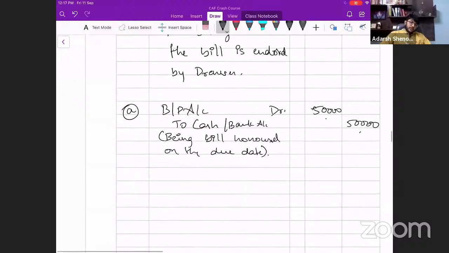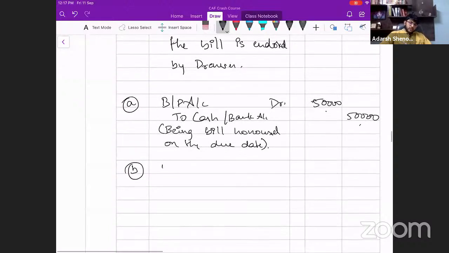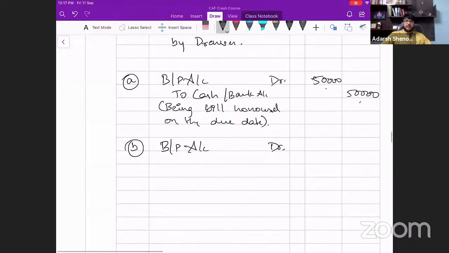Now I have a question. What if the bill is dishonored and noting charges has been paid? Should I debit bills payable? Yes, bills payable is to be debited. Why, sir? Because that written obligation is irrelevant now. It is redundant now. The due date, the maturity date has come. That means the bill of exchange has become redundant, irrelevant. So we have to debit bills payable. How much should I debit to bills payable account? The face value of the bill.